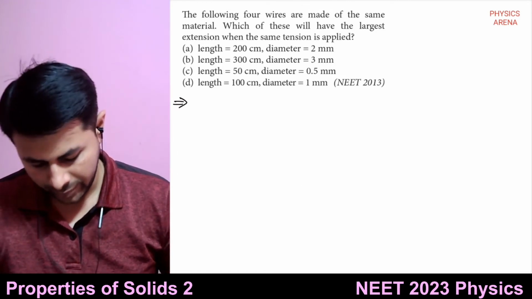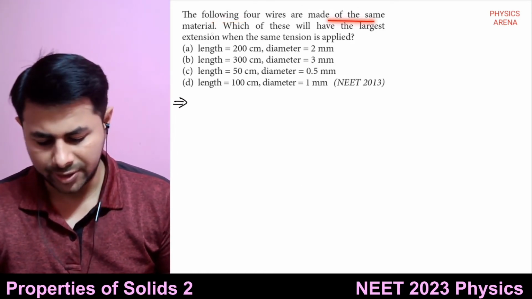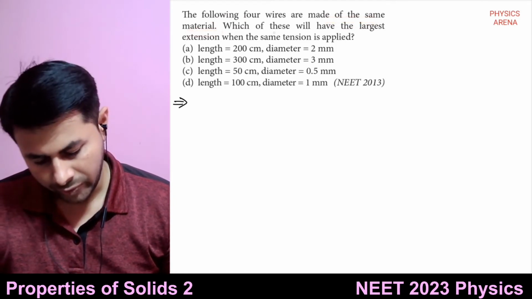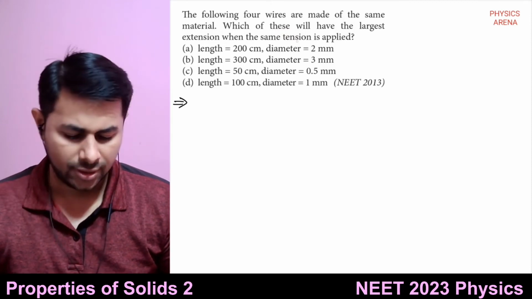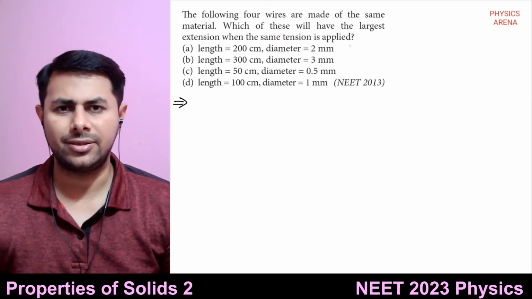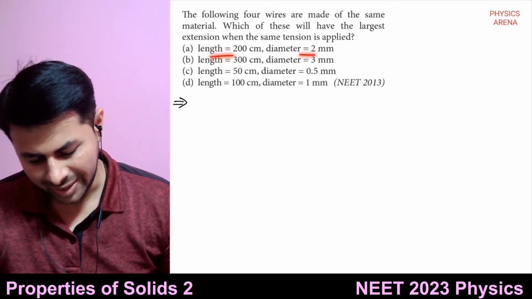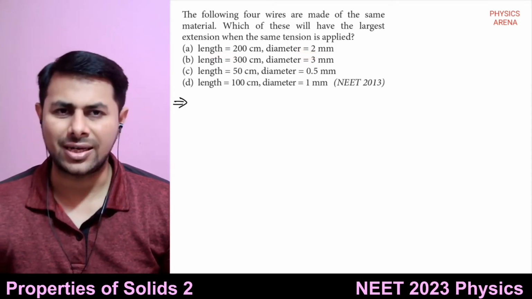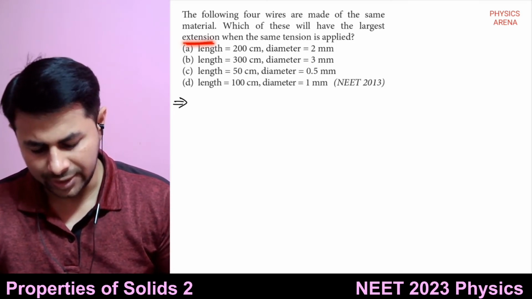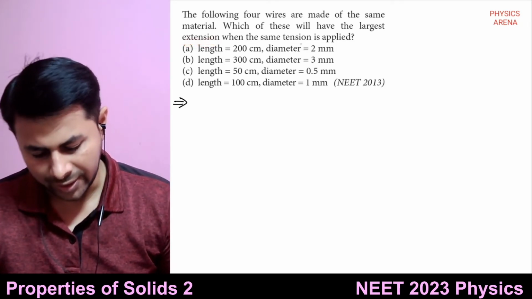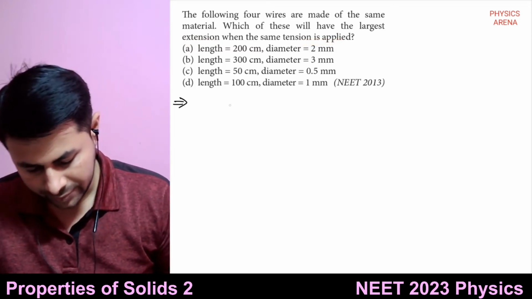Next question. The following four wires are made of the same material. Which of these will have the largest extension when the same tension is applied? This is the question. So the length and diameter of four wires are given. Which of them will have the largest extension when the same tension is applied? Okay, let's try to solve this.